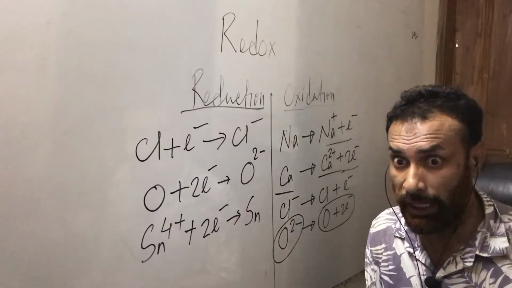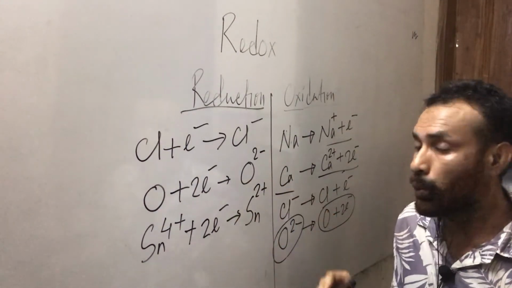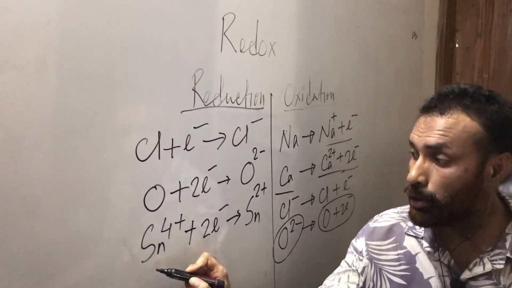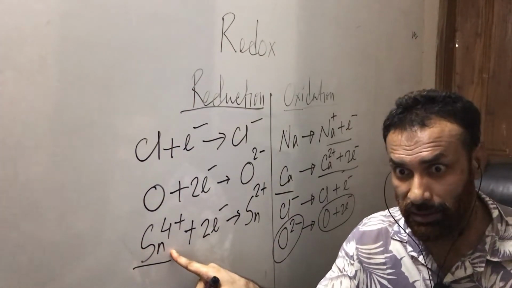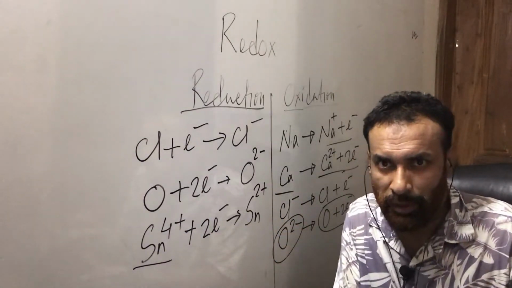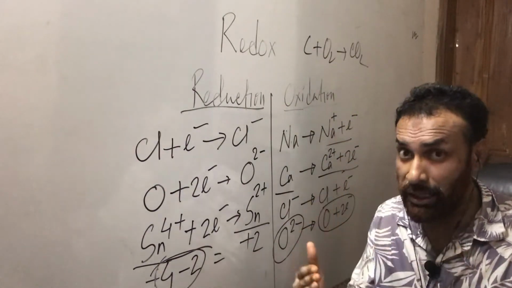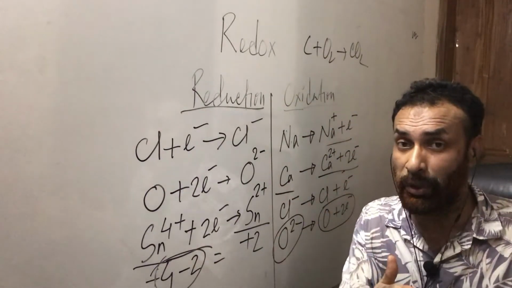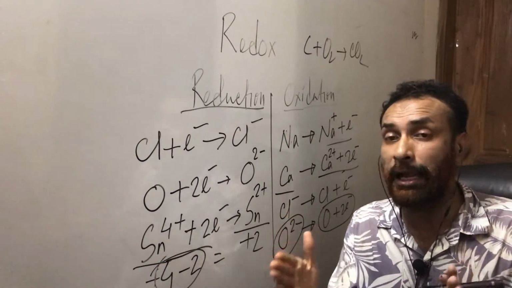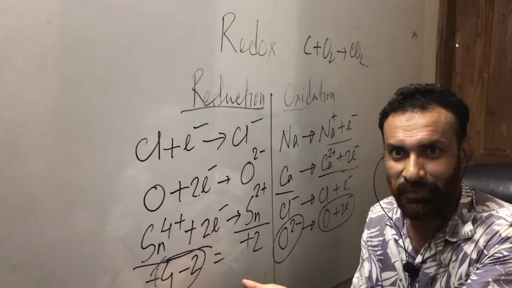Still Sn, tin, but the charge would be different. 2 plus, yes. Why 2 plus? Because look carefully, this was 4 plus, and 4 plus gains 2 minus. These are all very simple. For oxidation, oxygen addition: when oxygen is added, we call it oxidation. But if electrons are added, what do you call it? Electron added, we call reduction.